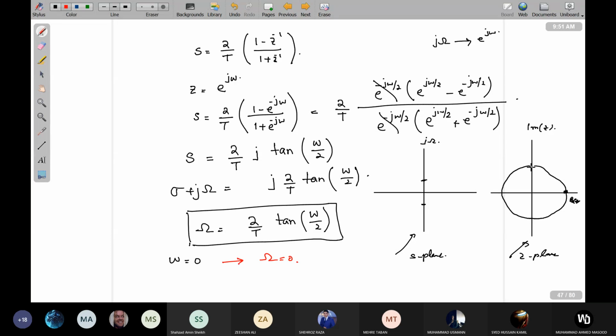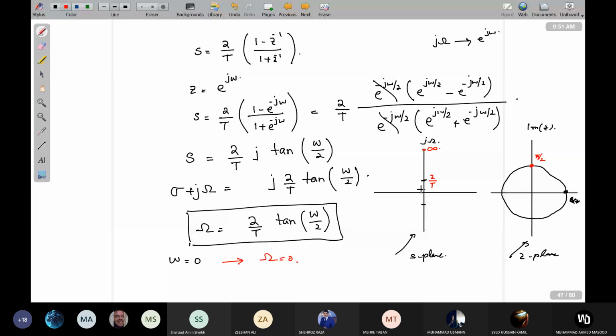Okay, let's suppose we reach pi by 2, we have reached here, this is pi by 2. Where will it be mapped? This will be omega by 2, so tangent pi by 4, tangent pi by 4 is equal to 1. So when you are at pi by 2, it will be mapped at 2 over T, and similarly when you reach pi that would be mapped on, suppose this is my infinity.